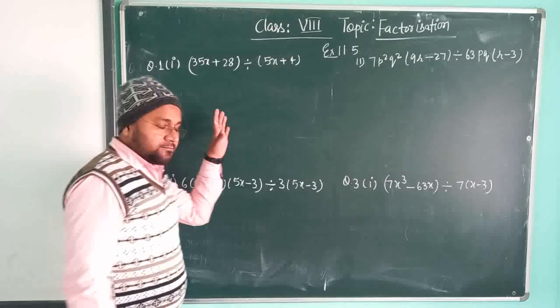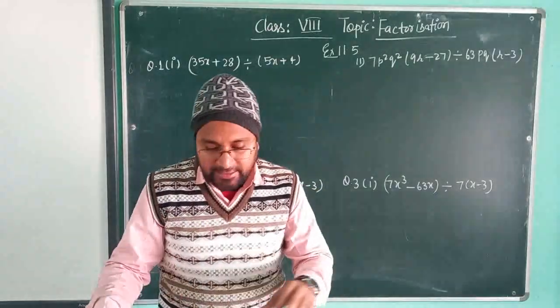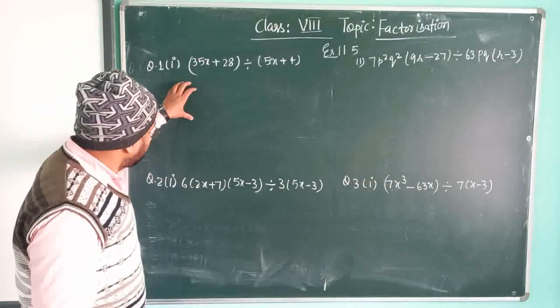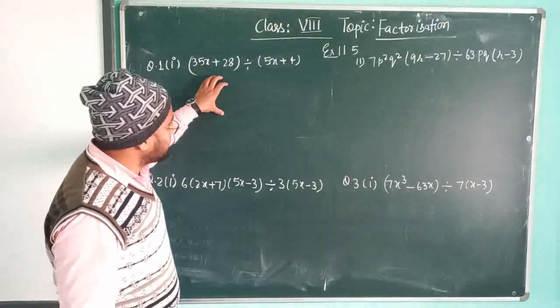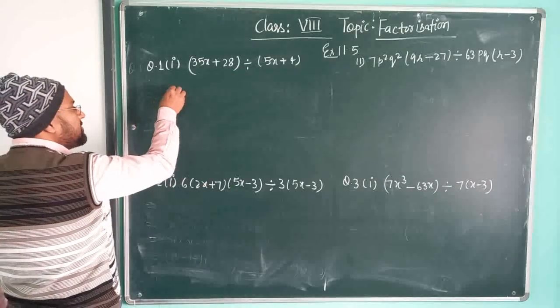And this exercise is based on how to divide, and then after that you can find out the factor. Divide this. This is based on a division. After division, you can write the factor of this question. So it is very easy.